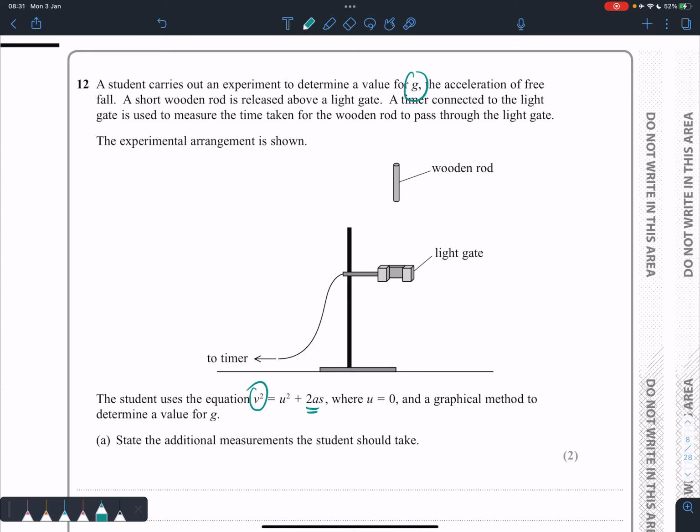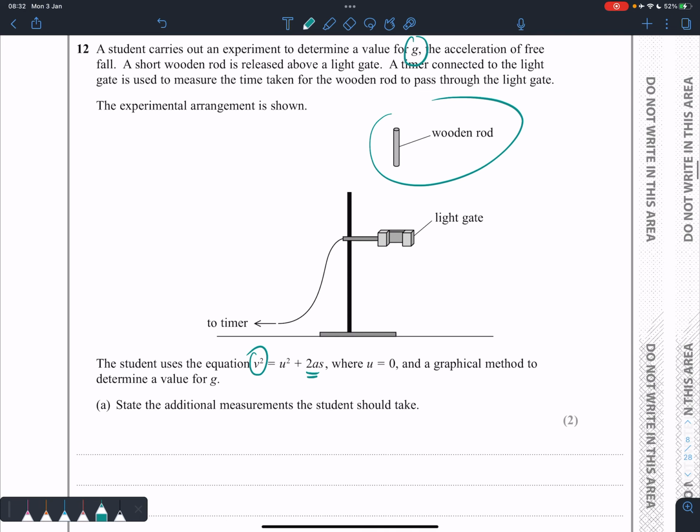So we're going to need to know a few other things. And what we're going to do here is if we drop this wooden rod, we're going to need to make some measurements. So what are we going to need to measure? Well, we're actually recording the time, but what time are we recording? We're recording the time for the wooden rod to pass through the light gate. So we're going to need to know how long the wooden rod is.